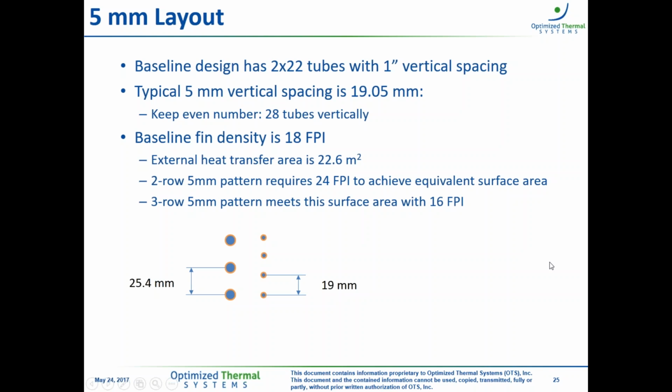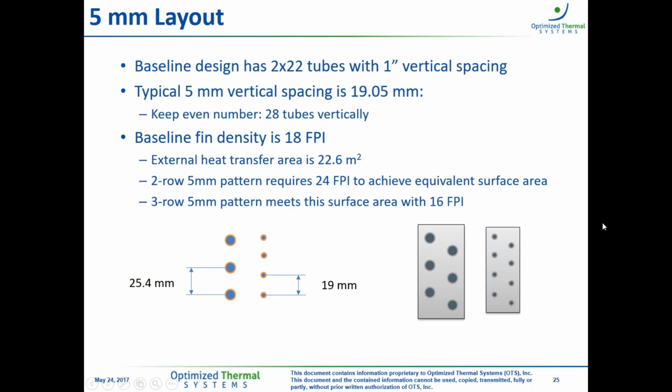And we can see that visually, when we look at the 5 millimeter design, because of that smaller vertical and horizontal pitch, the fin sheet of a 2-row 5 millimeter design is much smaller than the fin sheet of a 2-row 3/8-inch design. So if we're going to achieve the same surface area, it makes sense that we need more fin sheets or a tighter fin density in order to reach that higher surface area.